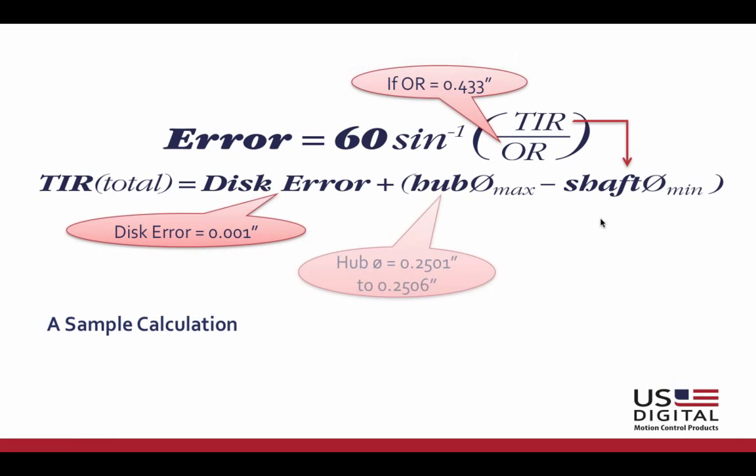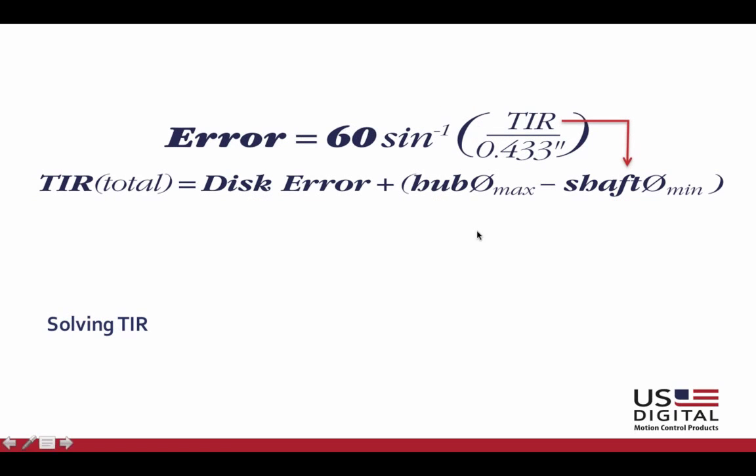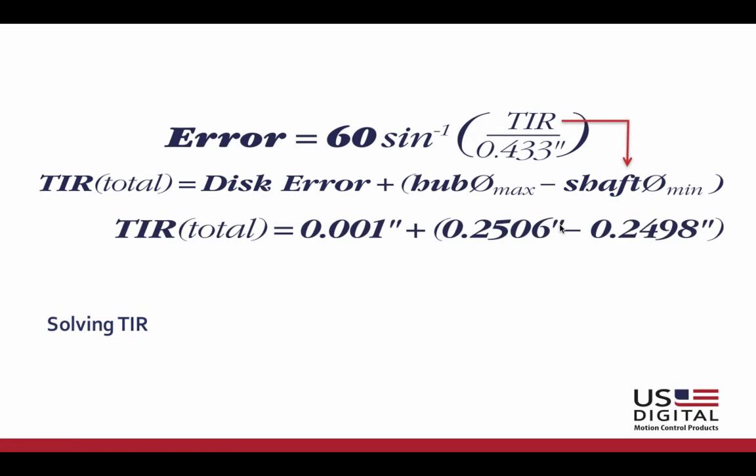Now let's just do a simple sample calculation. Suppose we have an optical radius of 0.433 inches. We have a disc error: the center of the hole in the disc is off by 1/1000th of an inch. And we have a hub that has a range of 0.2501 to 0.2506 for its bore tolerance. And the shaft we're attaching it to on the back of a stepper motor or brushless DC motor, whatever, has a diameter of 0.2498.